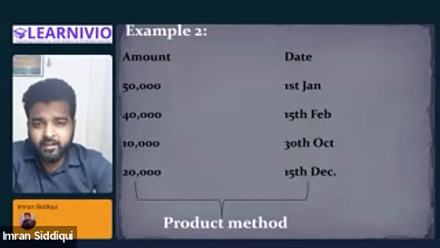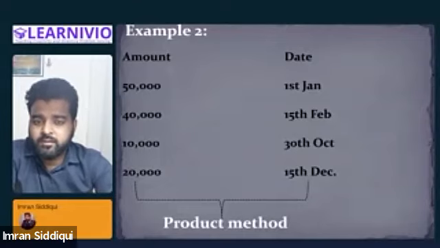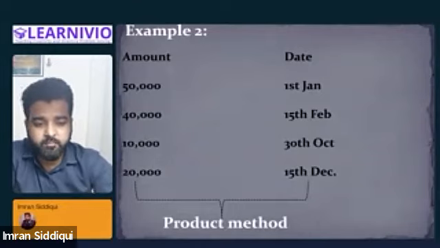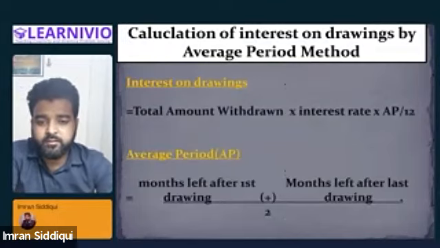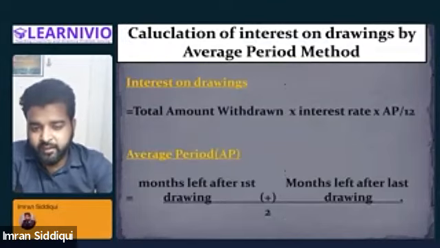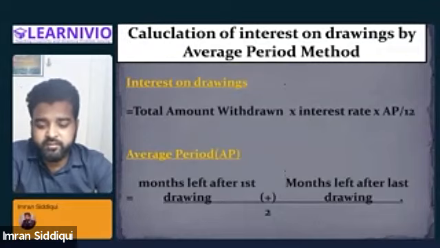So in order to conclude everything, we can say we will apply the average method only if both the interval and the amount of drawing are same. Otherwise, we'll apply the product method. Okay. Now talking about the average period method, what is the formula? Kindly note this down quickly. This is the formula that we'll be applying to find out the interest on drawing by the average period method.